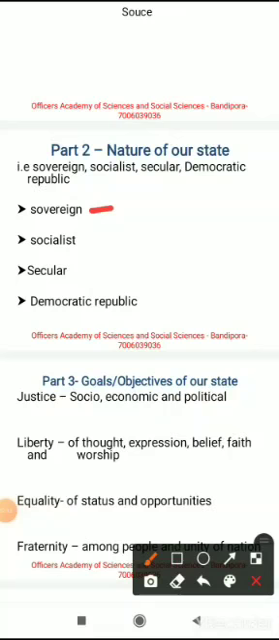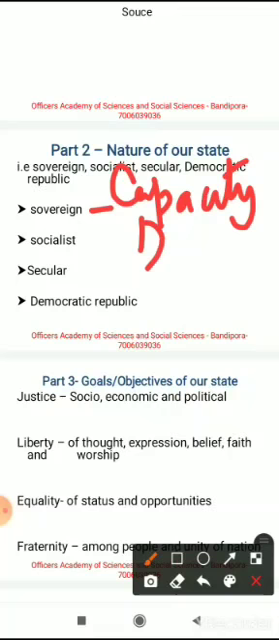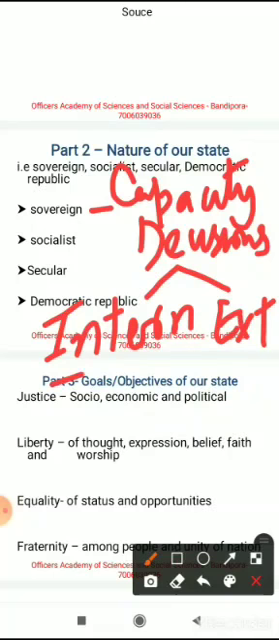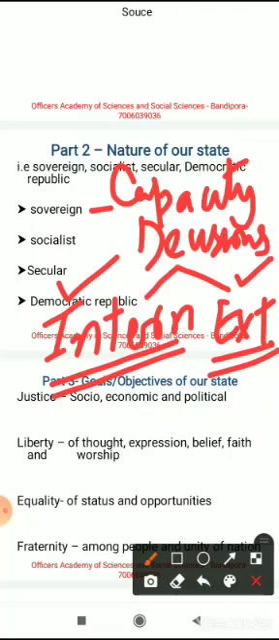Sovereign means that our country has this capacity to take its own decisions. That is, our parliament takes its own decisions. It means both internal decisions and external decisions. All the decisions are taken by our parliament.